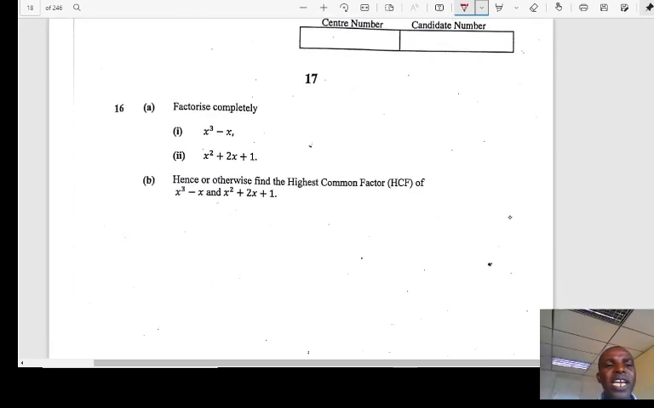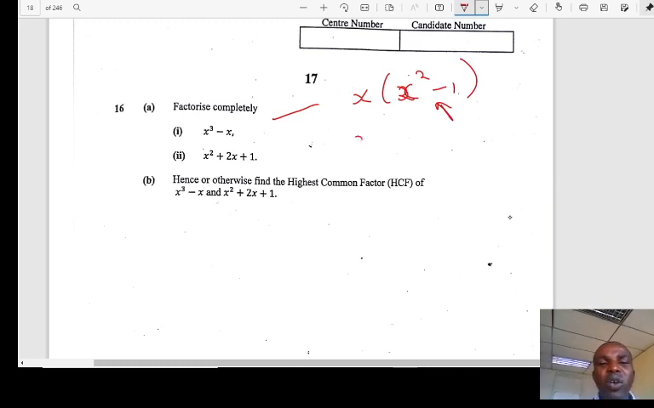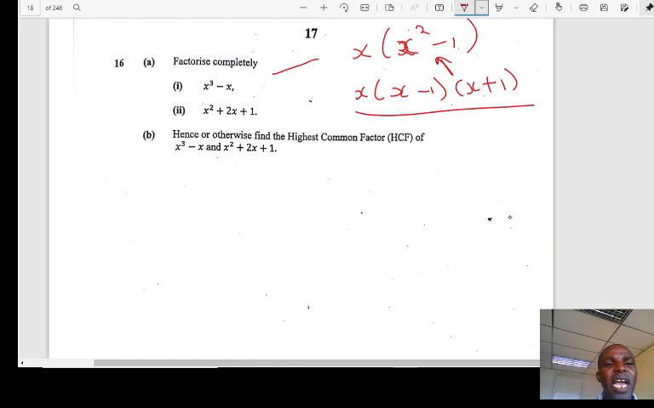Factorize completely x cubed minus x. Right. First thing on all factorizations, you have to look out for the common factor first. In this case, there's a common factor x. So you factor out x first, so you'll be left with x squared minus 1. Then this x squared minus 1 is called a difference of two squares. So you just take the square roots, it will be x minus 1, then x plus 1. I know you know this one, difference of two squares. Right, this one done. Then next, item 2, factorize x squared plus 2x plus 1.